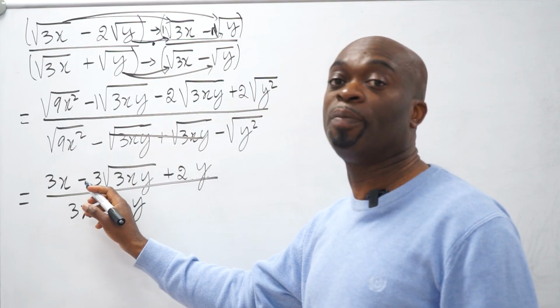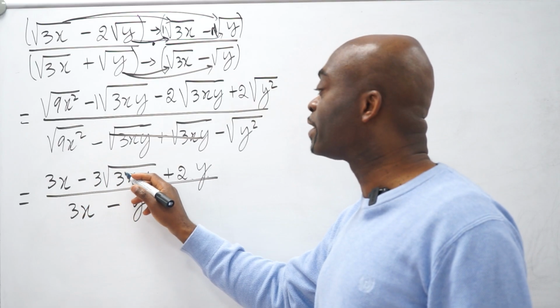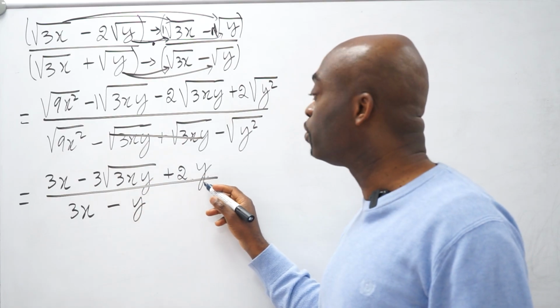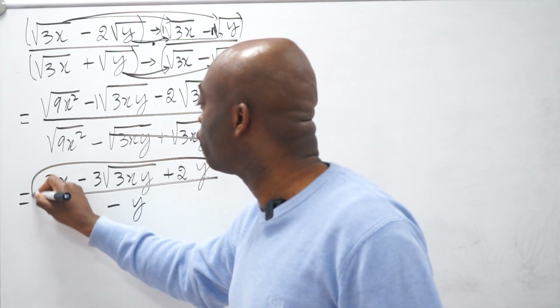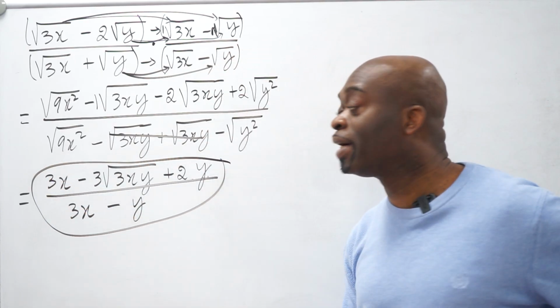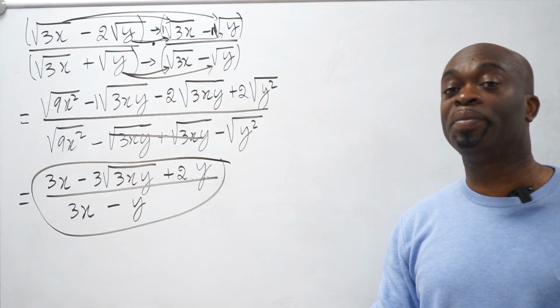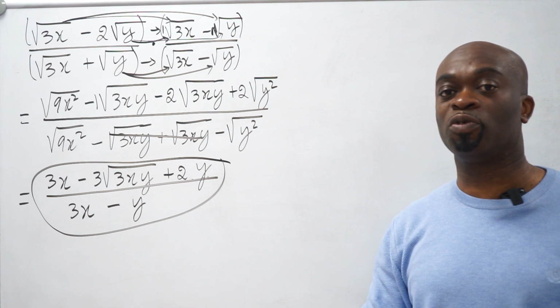Okay? So the next question is, is there anything else that we can combine together? If you look at up here, there's nothing to combine because 3x is different than negative 3 square root of 3xy, then different than positive 2y. And then these two also different, so we cannot go further than that. Ladies and gentlemen, we are finished with this problem here. It's not difficult, but you have to take your time to get it. And once you get it now, you can move forward very quickly. All right?